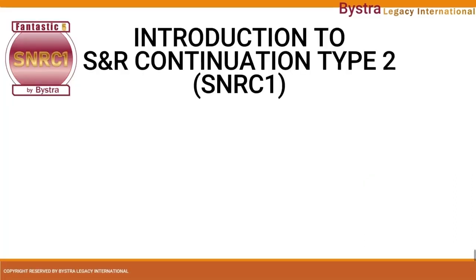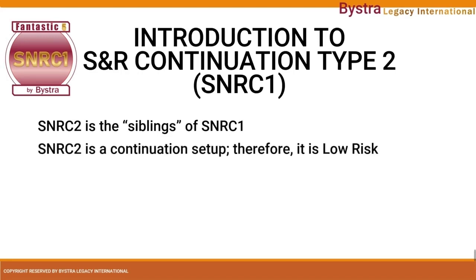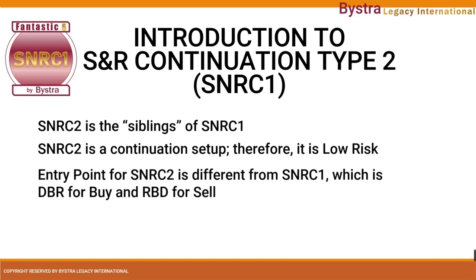So let's have a look at the SNRC continuation for type 2. It is the sibling of the SNRC1 and it is also a continuation setup. The only difference of SNRC2 from the SNRC1 is the entry point. For SNRC2 we'll be using the drop base rally or the rally base drop, whereas the SNRC1 is using the drop base drop and also the rally base rally. So let's have a look at the SOP.